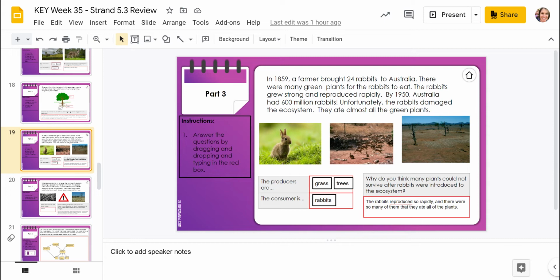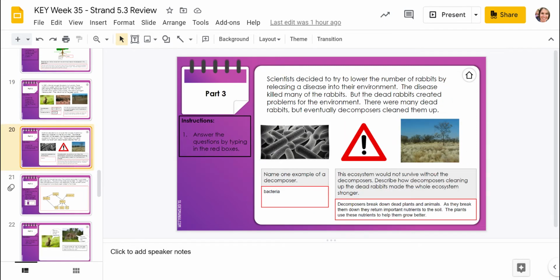So why do you think many plants could not survive after rabbits were introduced to the ecosystem? Well, the rabbits reproduced so rapidly, and there were so many of them, that they simply ate all the plants before the plants could grow. On the next slide, you learned about what scientists decided to do. They introduced a disease into the ecosystem to get the rabbits basically to die and the population of rabbits to decrease. When they did this, it presented another problem.